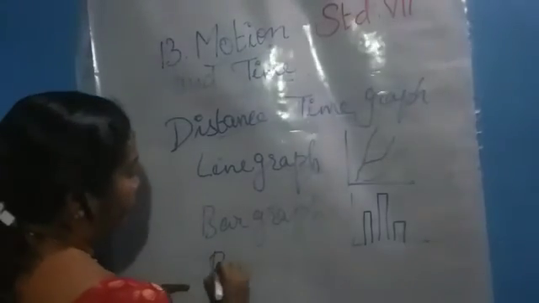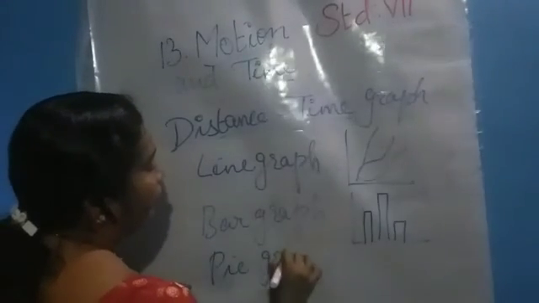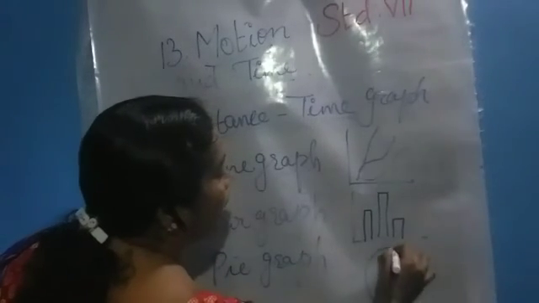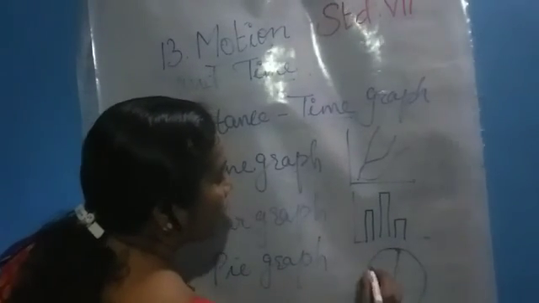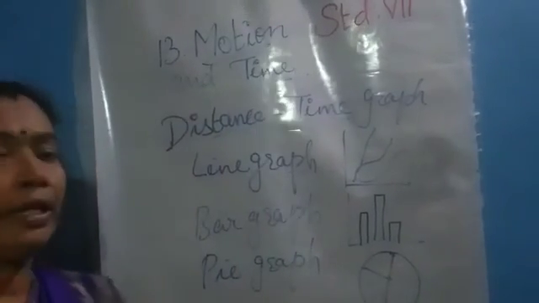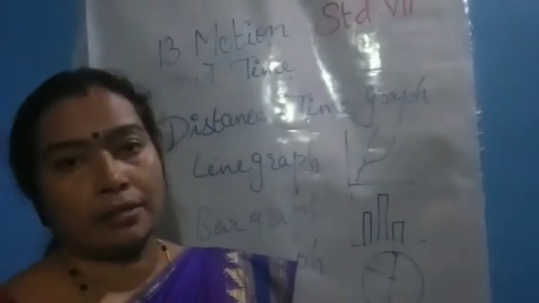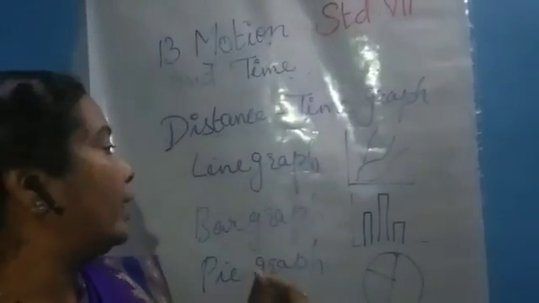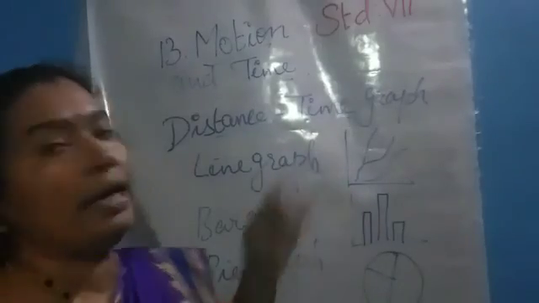And one more thing is the pie graph. Pie graph or pie diagram is a circular one, and like this, by the given data we will divide the circle like this, isn't it? So this is called pie graph, bar graph and line graph.